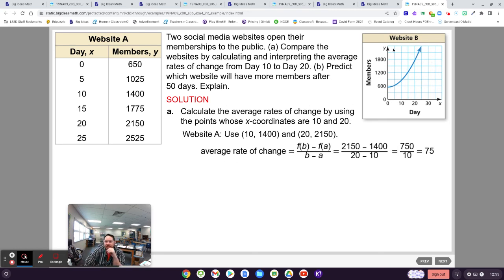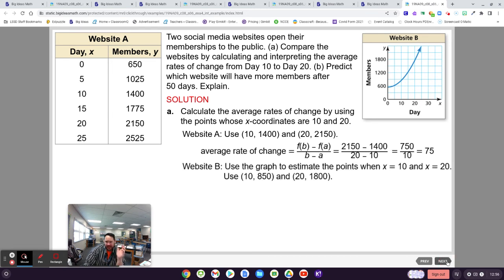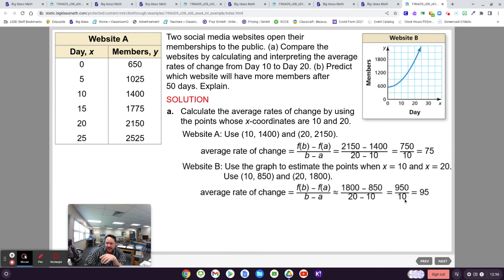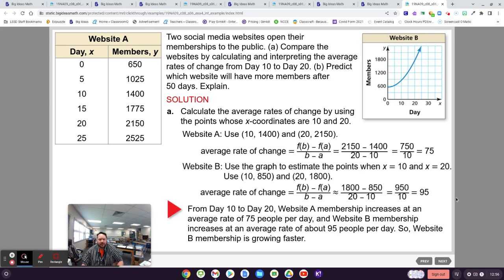So now what you want to do is use website B's graph for day 10 and day 20 to calculate the rate of change. Good luck. All right, so hopefully you said that for day 10, it's approximately 850. You might have said 900. That's fine. For day 20, it's about 1,800. You might have said a little bit less than 1,800. So you should have a number close to 1,800 minus a number close to 850, and then divide it by 20 minus 10, which is 10. And you should have gotten about 90, 95, somewhere in there. So you can see that website B, between those 2 days, is increasing more than website A.